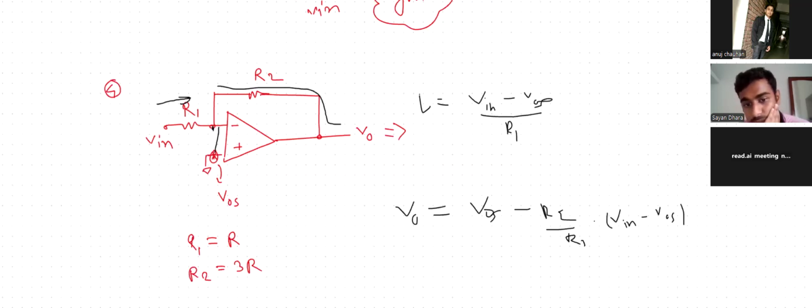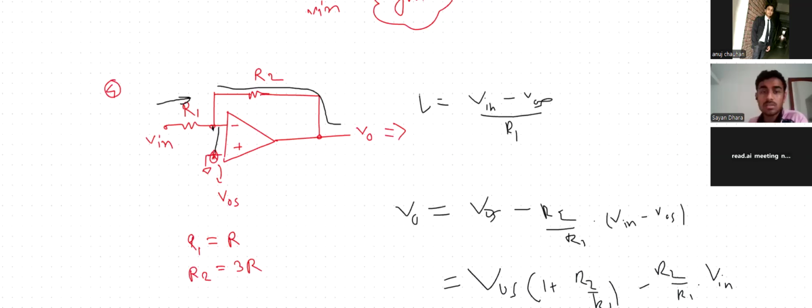For offset, this is V offset into 1 plus R2 by R1. Okay, so that is the output voltage you are getting due to the offset.